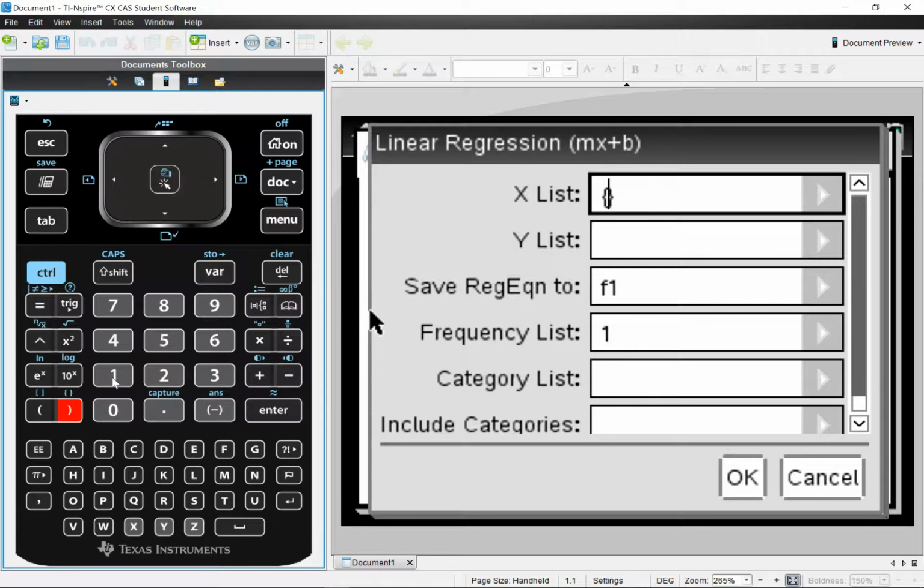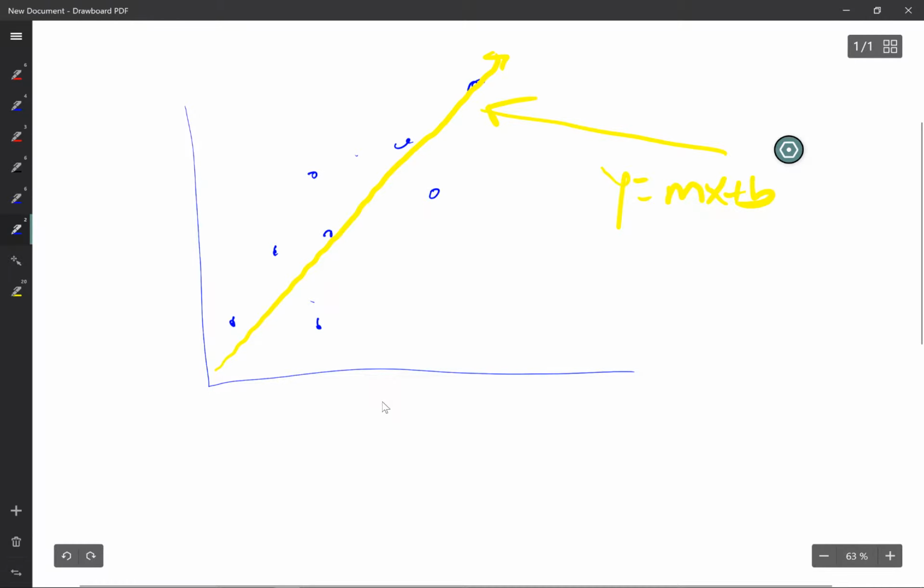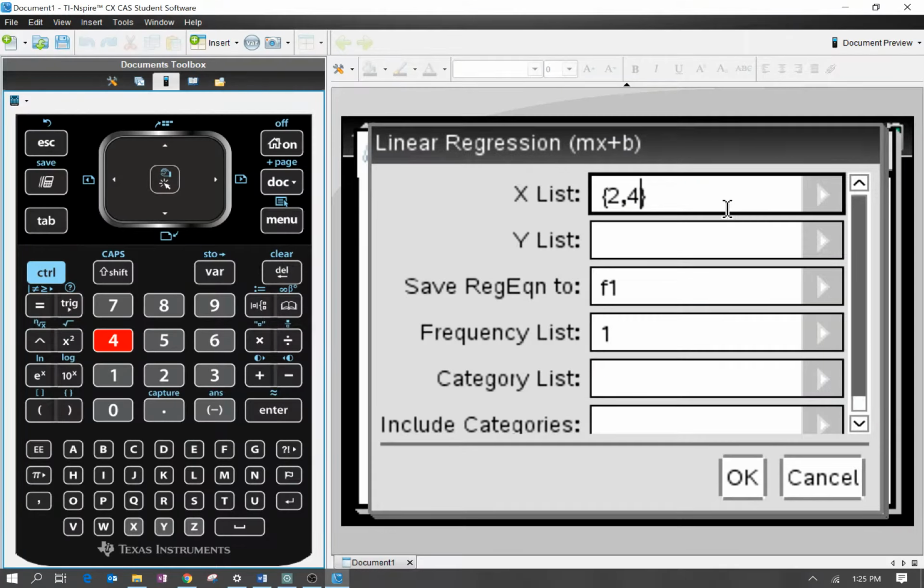So let's say my x coordinates were 2 and 4. If I was looking at a graph and I had 2 points, let me get a pen here. If I had 2 points, 2 and 4 for x, and let's say when x was 2, y was 7, and when x was 4, y was, I don't know, -3. So when x was 2, y was 7, and when x was 4, y was -3. You're going to put the x coordinates in first, the 2 and the 4.